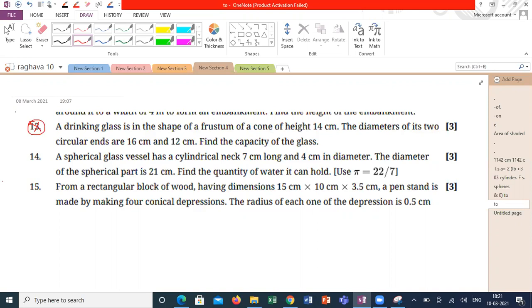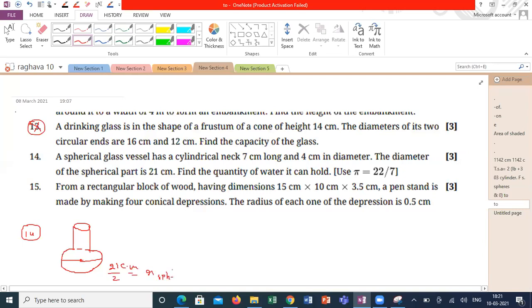Is my diagram correct? Check. 14th question. The glass looks like this. Is it right? Yes, sir. There is a cylindrical part and there is a spherical part. What is the radius of the spherical part? The diameter of the spherical part is 21, so 21 by 2 is the radius of the sphere.